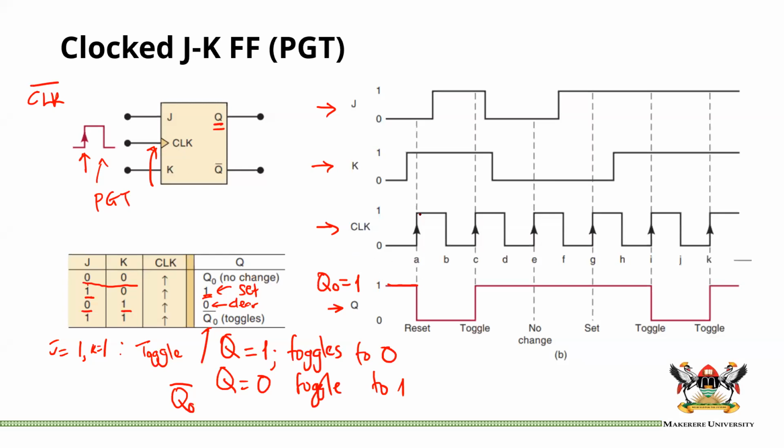Now, here we notice that K is 1 and J is 0 here at this PGT, that is at A.